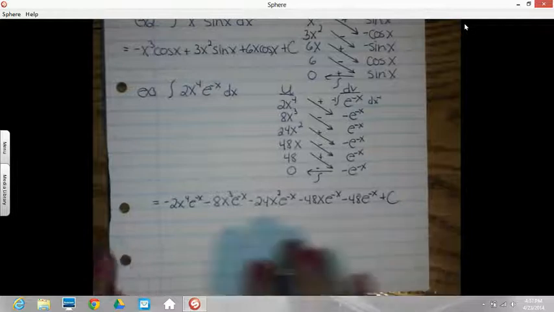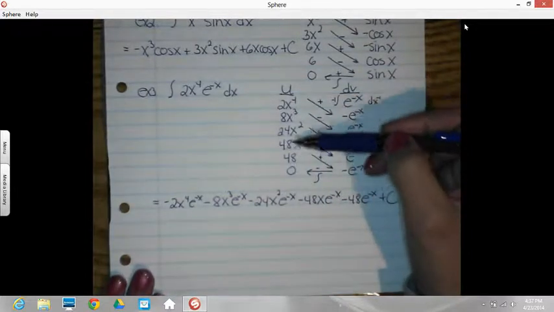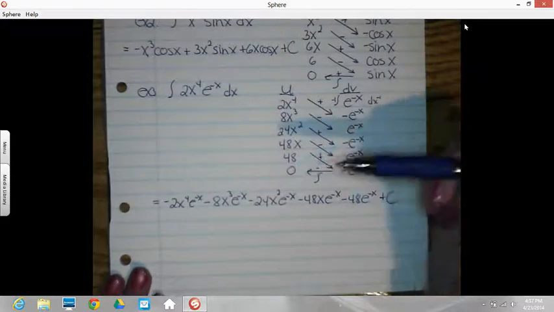Okay, I think that's a pretty easy pattern. Now we're going to do one where, well, what if this doesn't come to 0? Integral of e to the x cosine 3x dx.